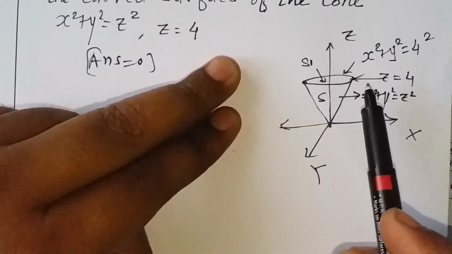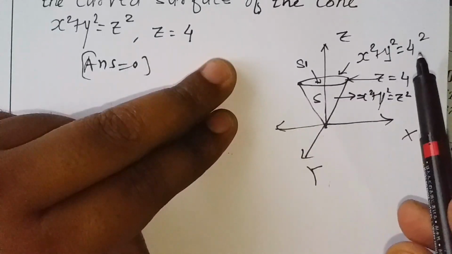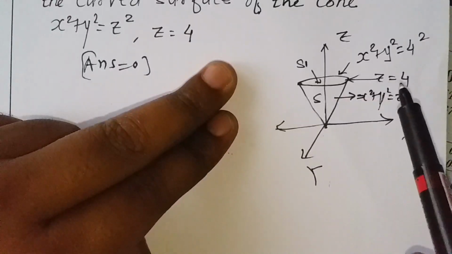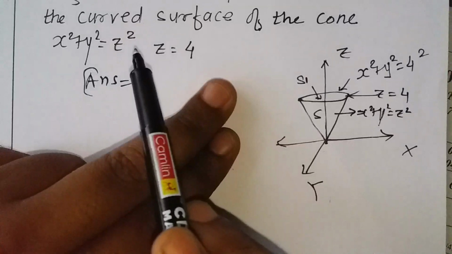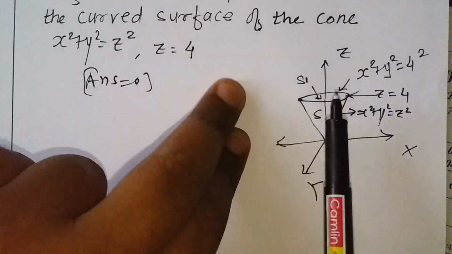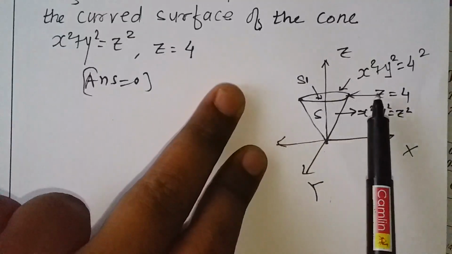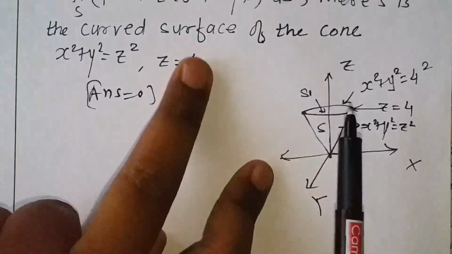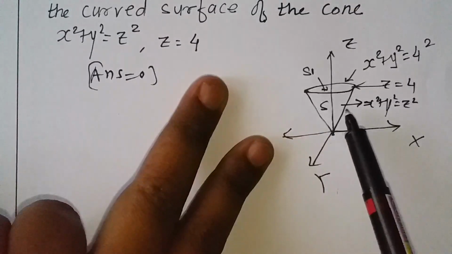The equation of the plane surface circle is x square plus y square equal to 4 square, because this plane is z equal to 4. The equation of the cone is x square plus y square equal to z square, which means it is revolving around the z axis. When z is 4, we'll get a circle of radius 4. This is that surface S1. And we have to calculate the integral over the curved surface of the cone.